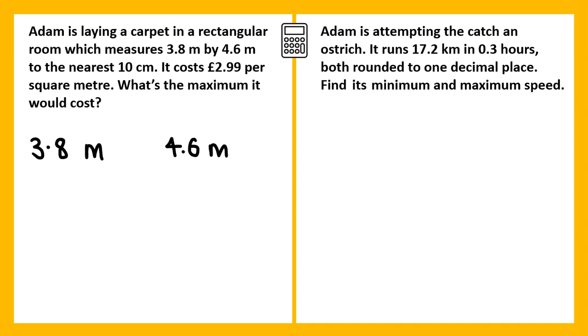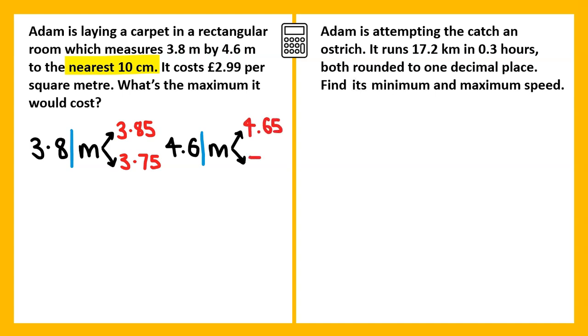Finding the upper and lower bounds of 3.8 and 4.6. Rounded to the nearest 10 centimeters would be a tenth of a meter, meaning my rounding line needs to go after the tenths column, which is the first decimal place. My upper bound would be 3.85 and my lower bound would be 3.75. And for 4.6, my upper bound would be 4.65, but my lower bound would be 4.55.